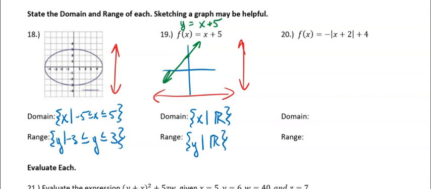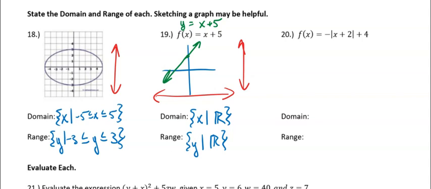And once again, when you think about lines, almost every line has a domain and range of all real numbers, okay? The only ones that wouldn't would be a vertical line, which would only cover one x value, and a horizontal line, which would only cover one y value, okay? It would still go forever in the other direction, though, okay?